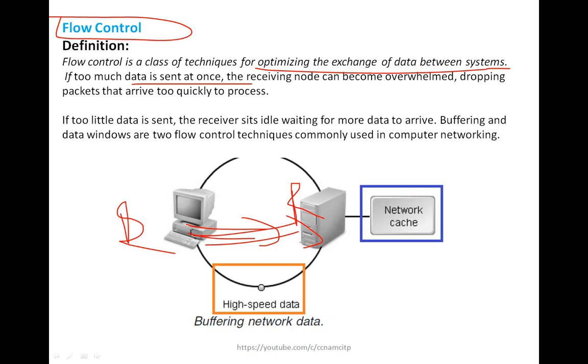There are certain techniques inside this also. There are different methods used to control it. For example, flow control is buffering, basically. So in that condition, what will happen?